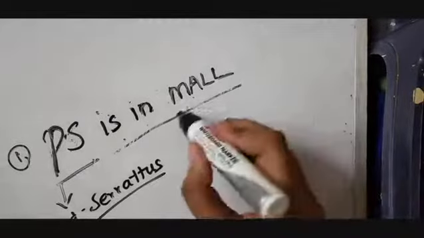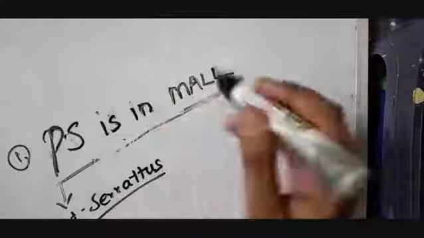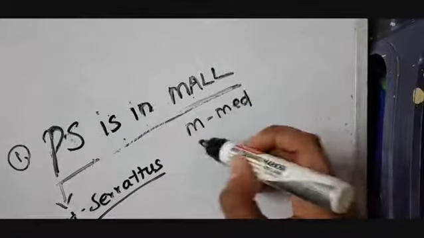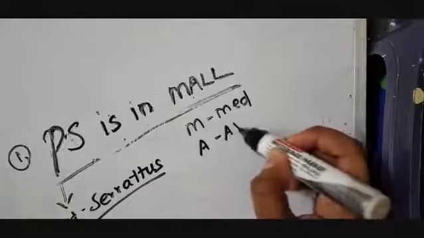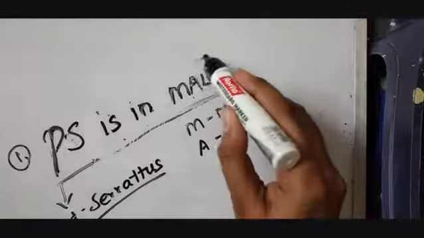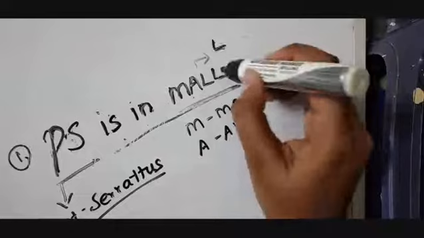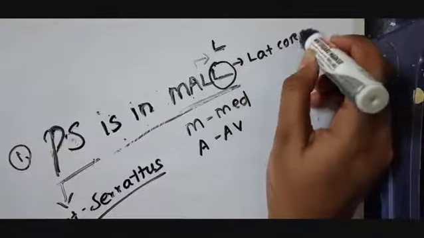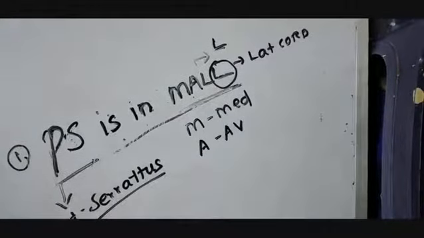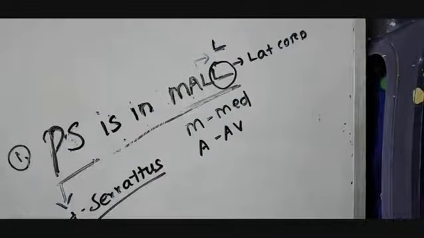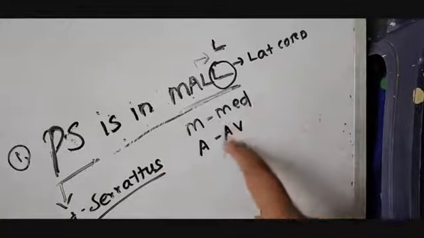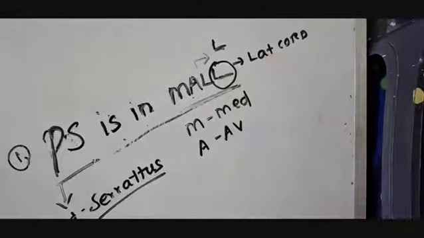And this MALL: M is medial relation, A is axillary vein. L is lateral relation, and another L stands for lateral cord of brachial plexus. So the anterior relation of the first part of the axillary artery I already mentioned. Posterior relation, I already said serratus anterior muscle. Medial relation, MALL: medially we have axillary vein, laterally we have lateral cord of brachial plexus.